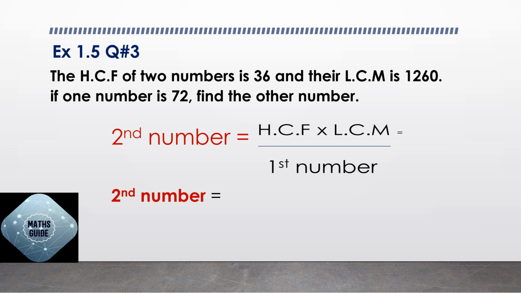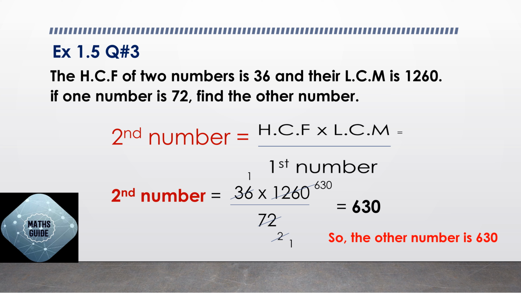Putting the values into the formula, we get 36 into 1260 divided by 72. Now it's in the form of a fraction and we will calculate with the same rule of multiplication of fractions. 36 into 1, 36 into 2 is 72. Then again 2 into 1 is 2 and 2 into 630 is 1260. So our answer is 630. So the second number will be 630.